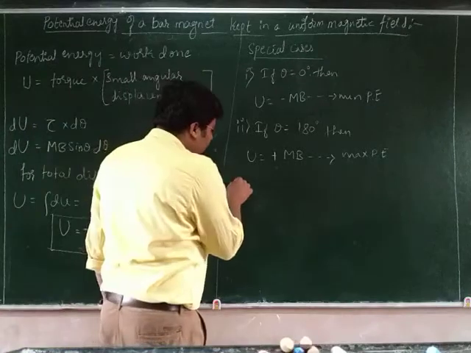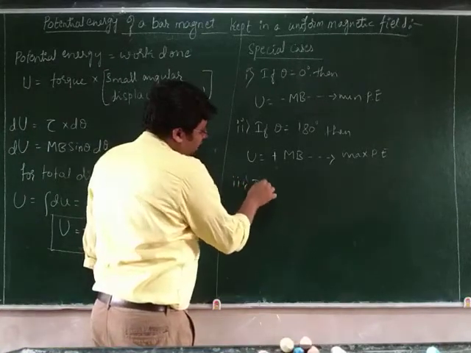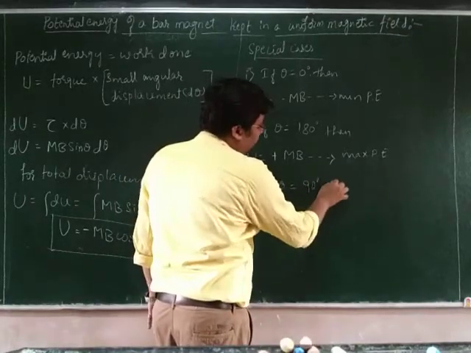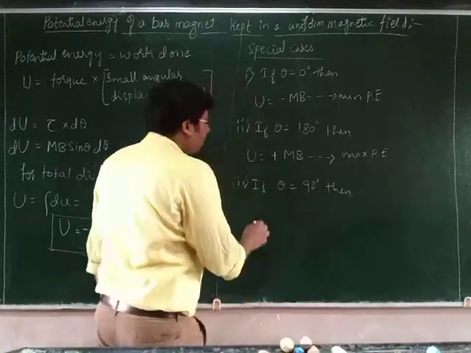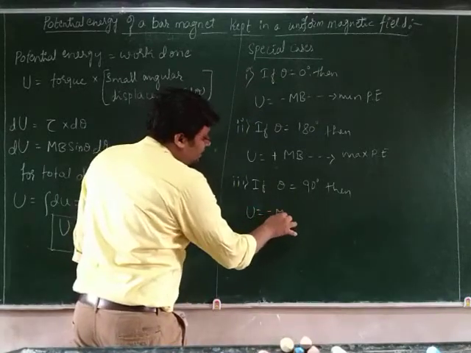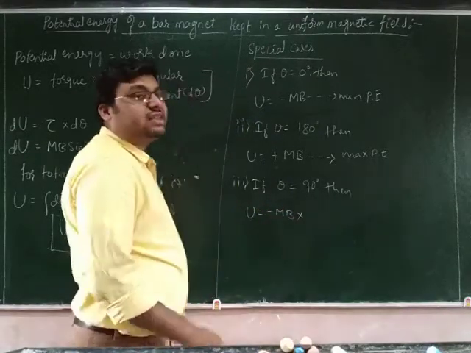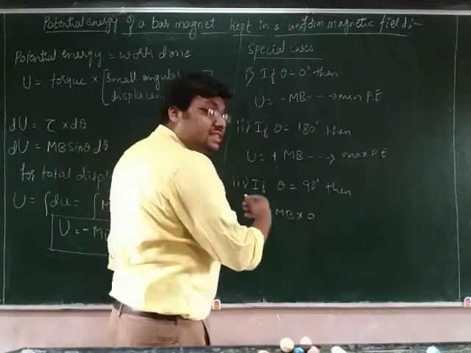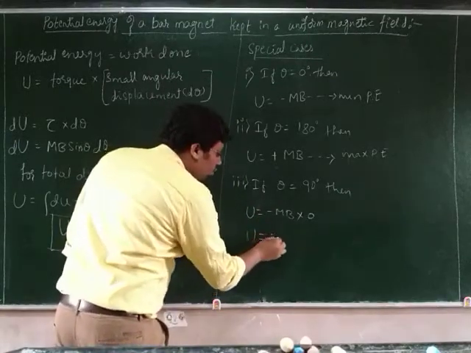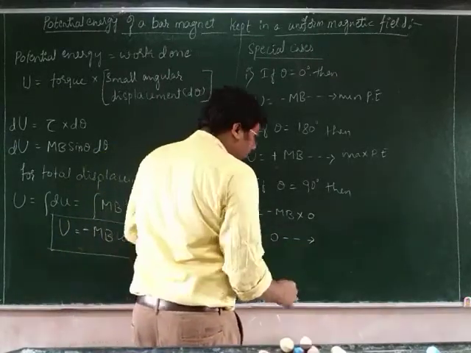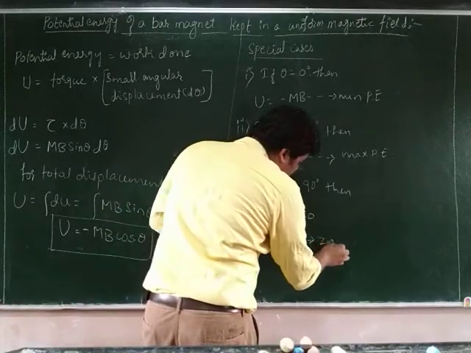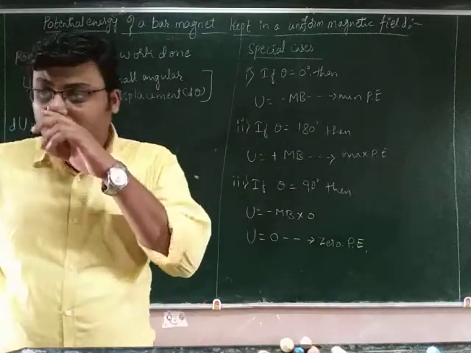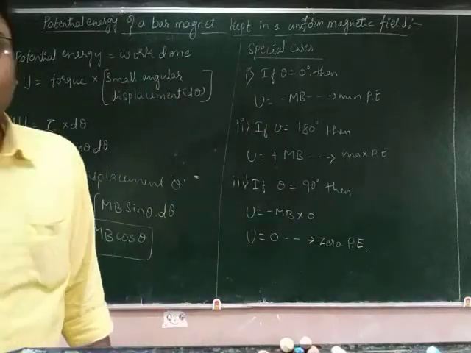Third case, if theta is equal to 90 degree, then U is equal to minus mB into cos 90. Cos 90 is how much? 0. Then 0 into mB is 0. So U is equal to 0. So this is zero potential energy. Is it clear?